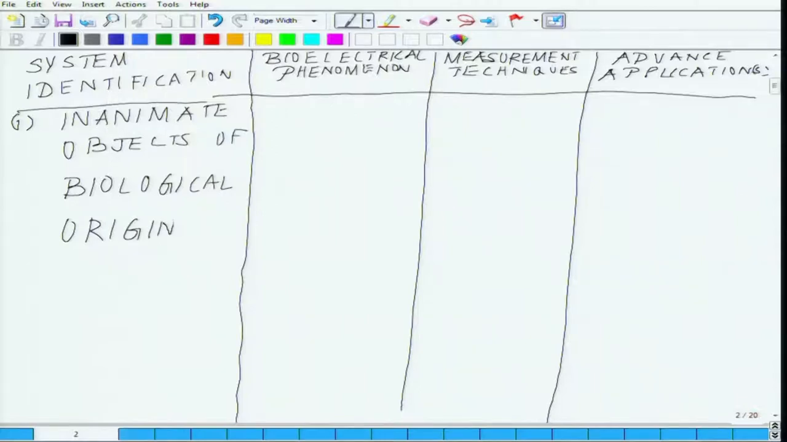So, in this context, I will take you back to some of the most fundamental studies which were done almost, I should say, 40 to 45 years back, while there are some people who were studying the thermoregulation behavior in the hornet nest.